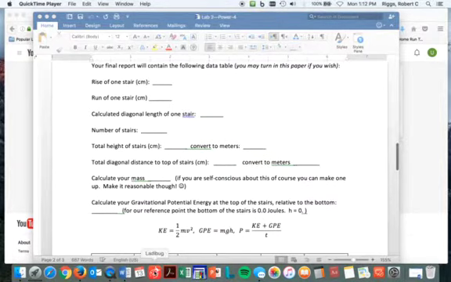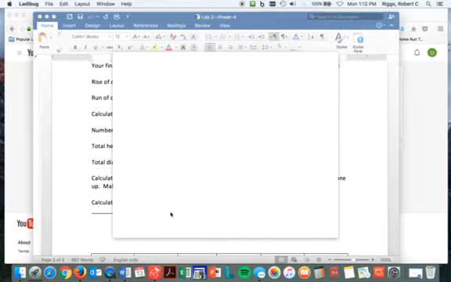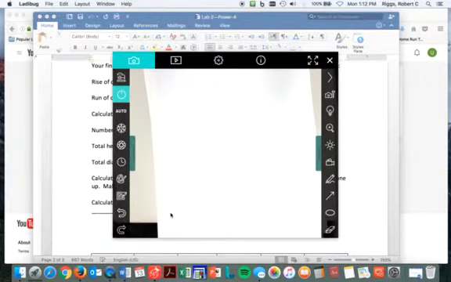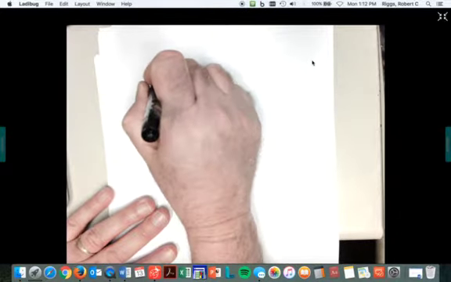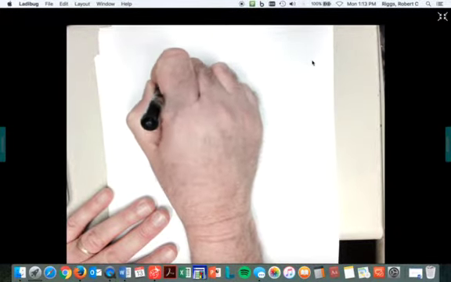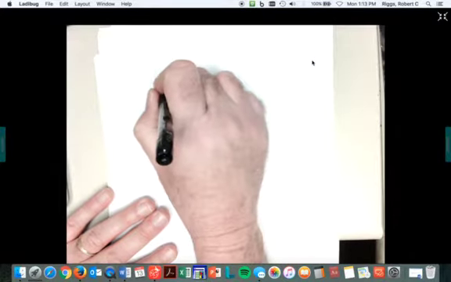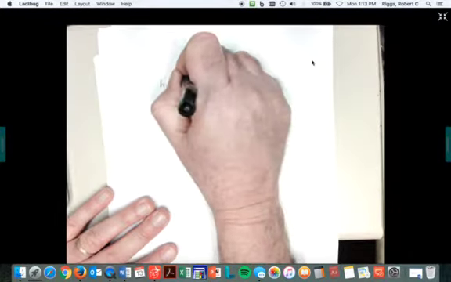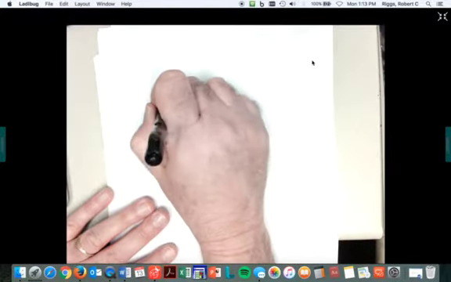Let's take a look at what I did. All right, so this is going to work. I think I'll just keep this all as one thing. For my first trial, and I think I have you do 5 trials here so you get an idea, I measured that the height of one stair was 17 centimeters. The number of stairs was equal to 21.